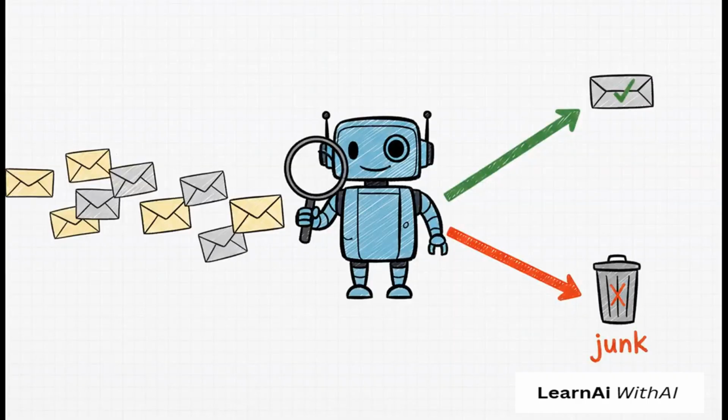The secret weapon here is something called a classifier. You can think of it like a digital gatekeeper for your inbox. Its entire job is to look at every single message and make a super quick judgment call. Is this important or is it junk? But how does a computer program learn to do that?